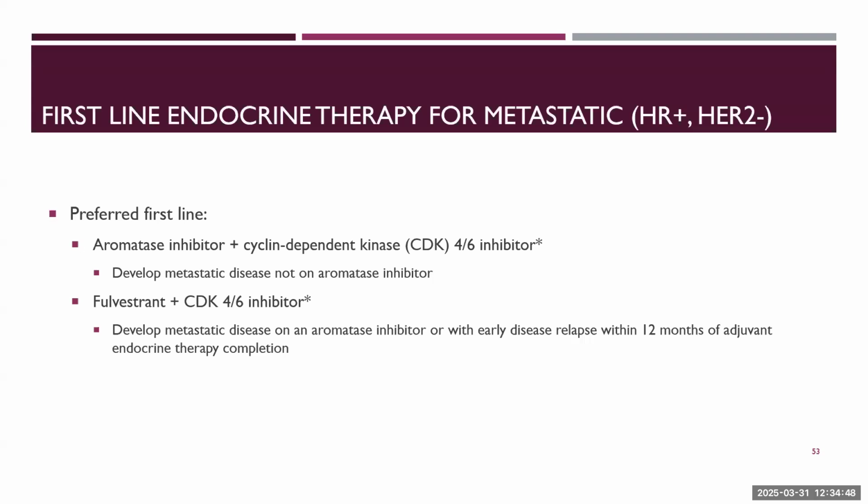of adjuvant endocrine therapy, so let's say they had early stage breast cancer, were on anastrozole for 5 years, and it's 6 months later after they just completed that endocrine therapy, then you would want to change the endocrine therapy to be fulvestrant instead of another aromatase inhibitor. And again, you would add that CDK4/6 inhibitor as well.